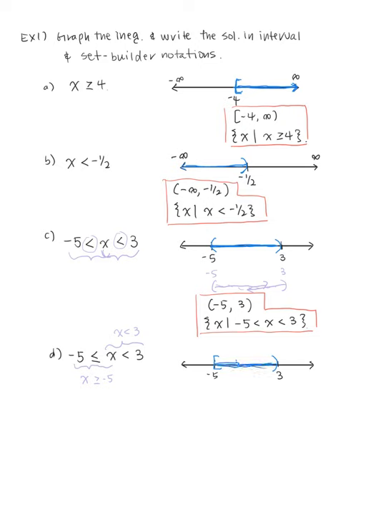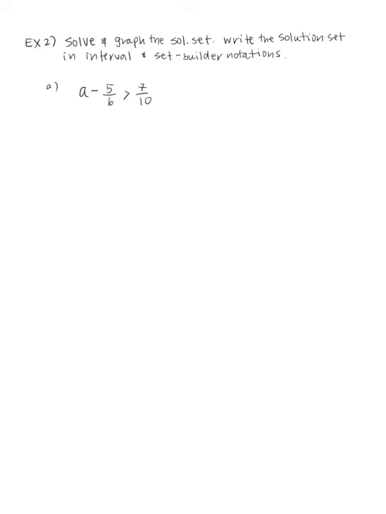The difference is that on the negative 5, you're going to have a closed bracket. On 3, you're going to have an open parenthesis. All right, now let's go with the interval notation. It's going to be closed negative 5 and 3, open. Set builder notation, the set of all x such that negative 5 is less than or equal to x and then less than 3. There you have it.